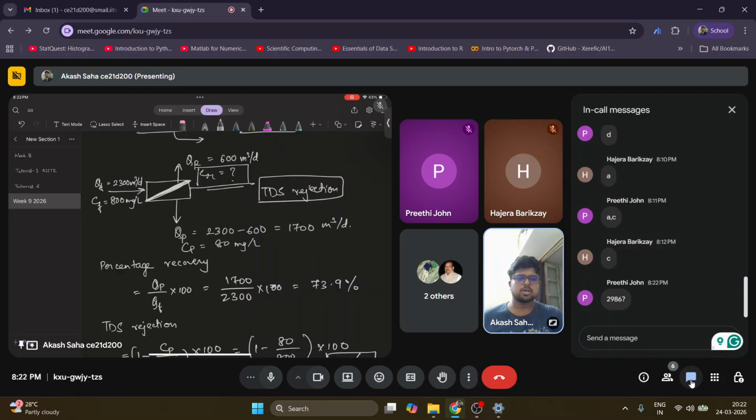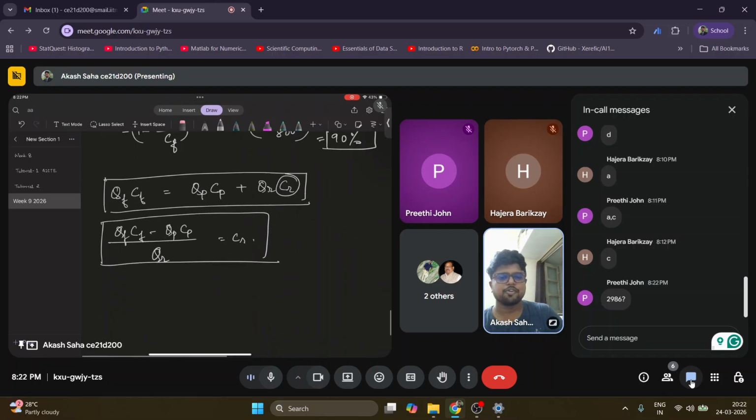Yeah. So around 3000. So roughly around 3000 it is coming. So you can see how concentrated it is becoming. That's why we call it either reject or concentrate, because the value is very high. But if you write 800 minus 80, so 720 will be too less for the reject.